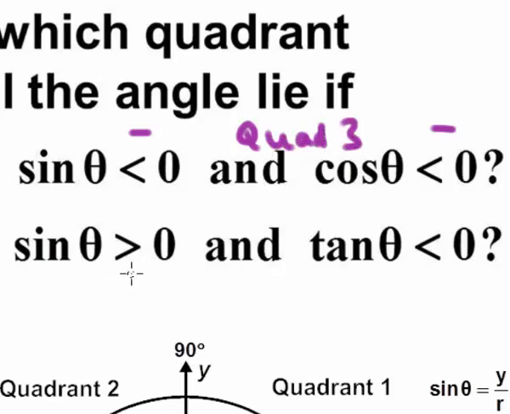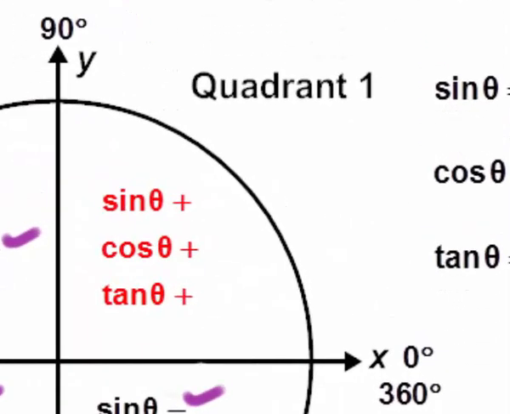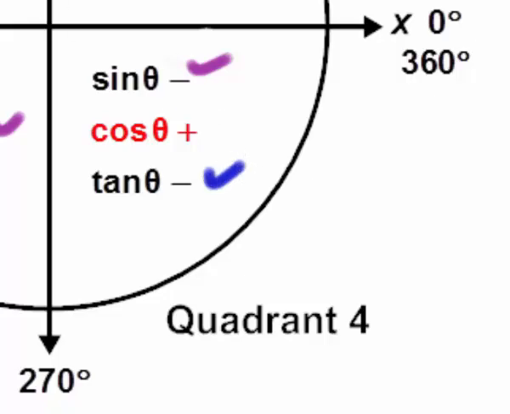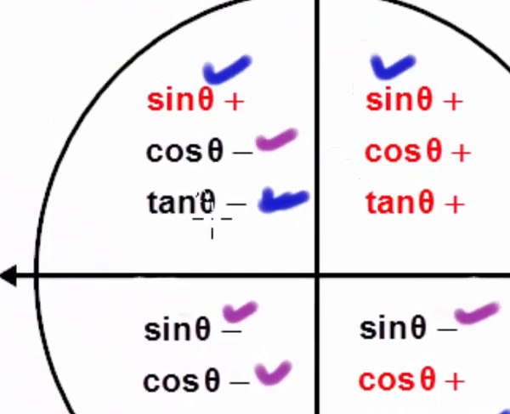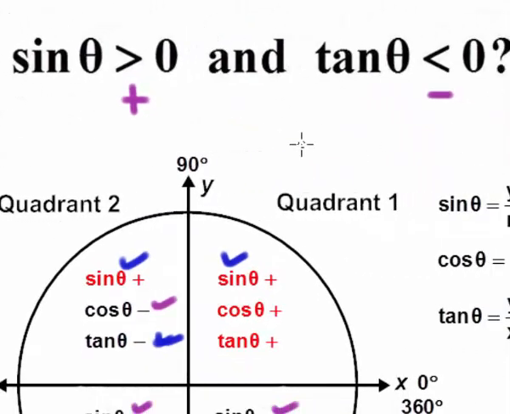And what about this one? Where's sine positive and tan negative? Where would sine be positive? I'm just going to get a different color. Where's sine positive and tan negative? There and there. So where would both hold? Where sine is positive, tan is negative is in quadrant 2. Sine is positive and tan is negative in quadrant 2.